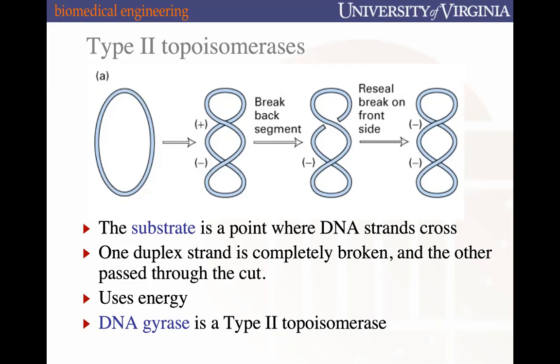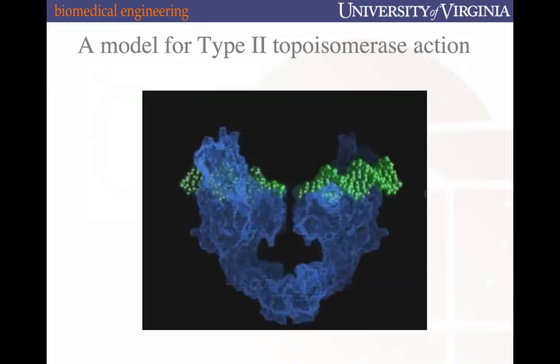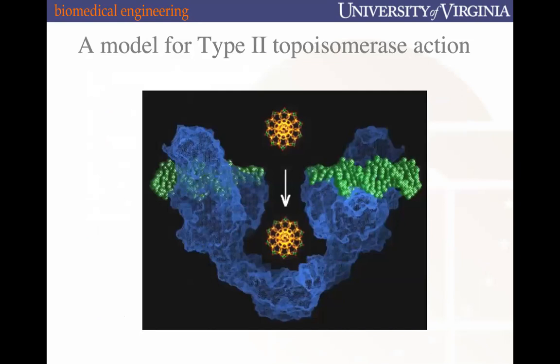Type 2 topoisomerase is mediating this. The broken segment will be passed through and then resealed on the other side. And so this, again, uses energy. This is an active process. And this is an example of a DNA gyrase. And so, as you can imagine, this is a model of what type 2 topoisomerase is doing. So it'll cut or break the DNA there. It'll open up, the other strand of DNA will pass through, and it'll help rejoin that broken DNA strand.